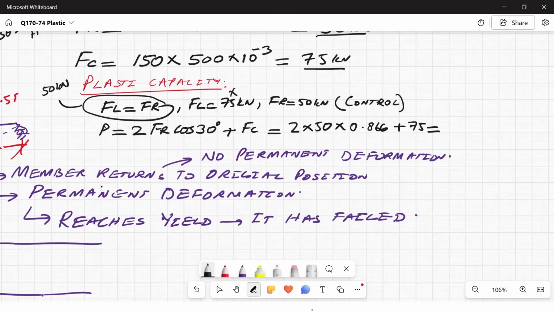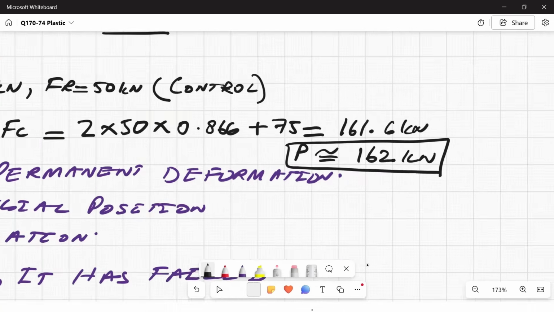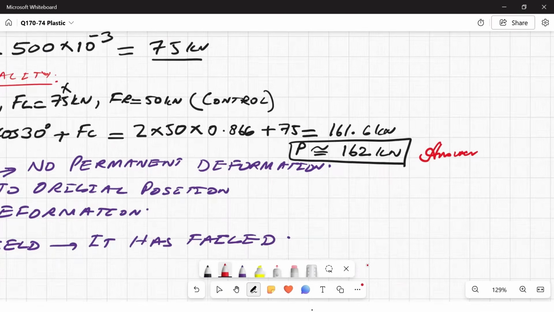So this will give me 161.6 kilonewton, or I would say that P is equal to 162 kilonewton. So this 162 kilonewton is our final answer, and this is due to plastic analysis.